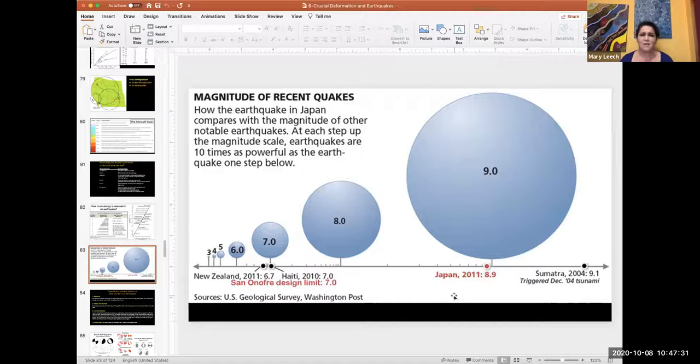extremely large earthquakes like that on a transform plate boundary, like the San Andreas. So the 1906 quake was a 7.2. Gosh, I just forgot. I think so. It was definitely in the sevens. So between 7 and 8 is what we might be limited to on a San Andreas type earthquake.